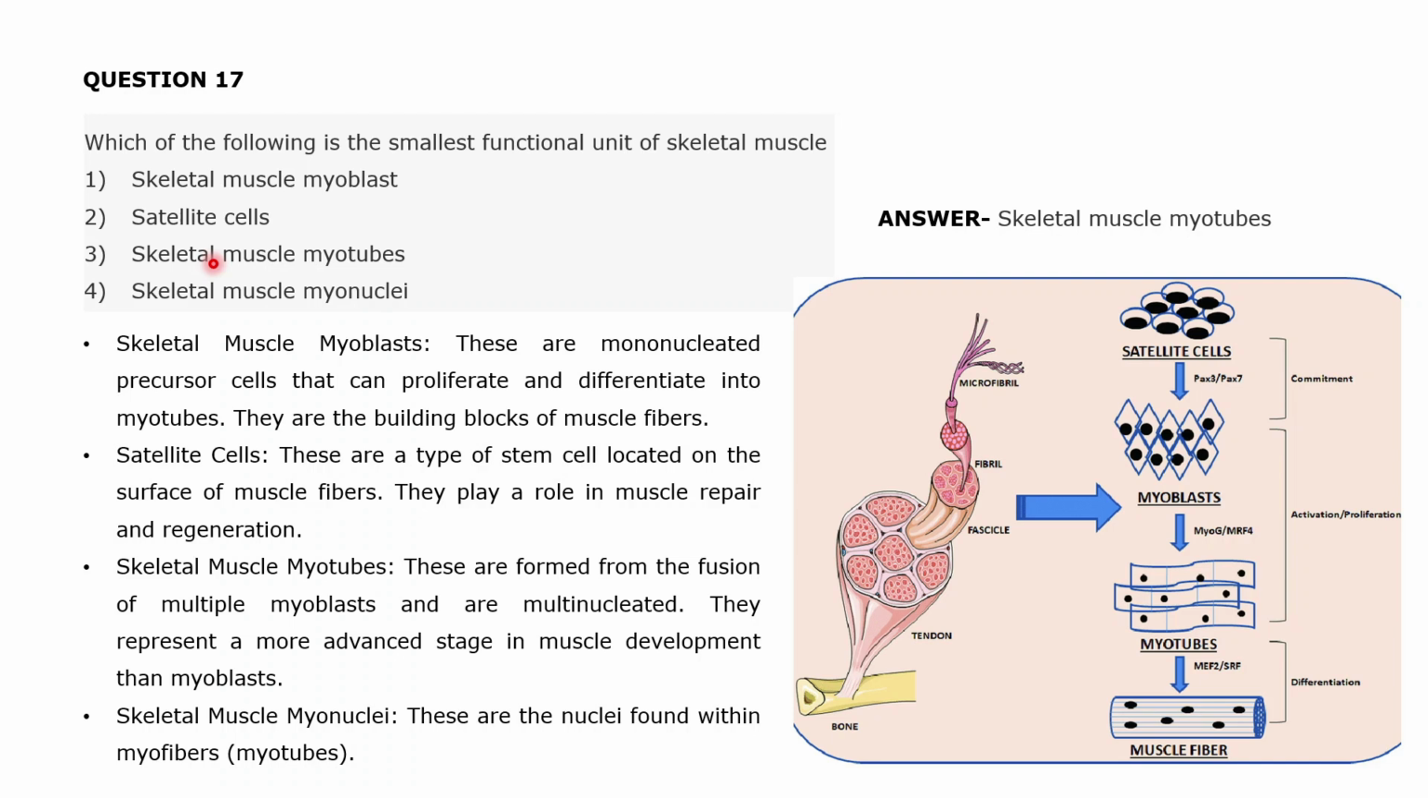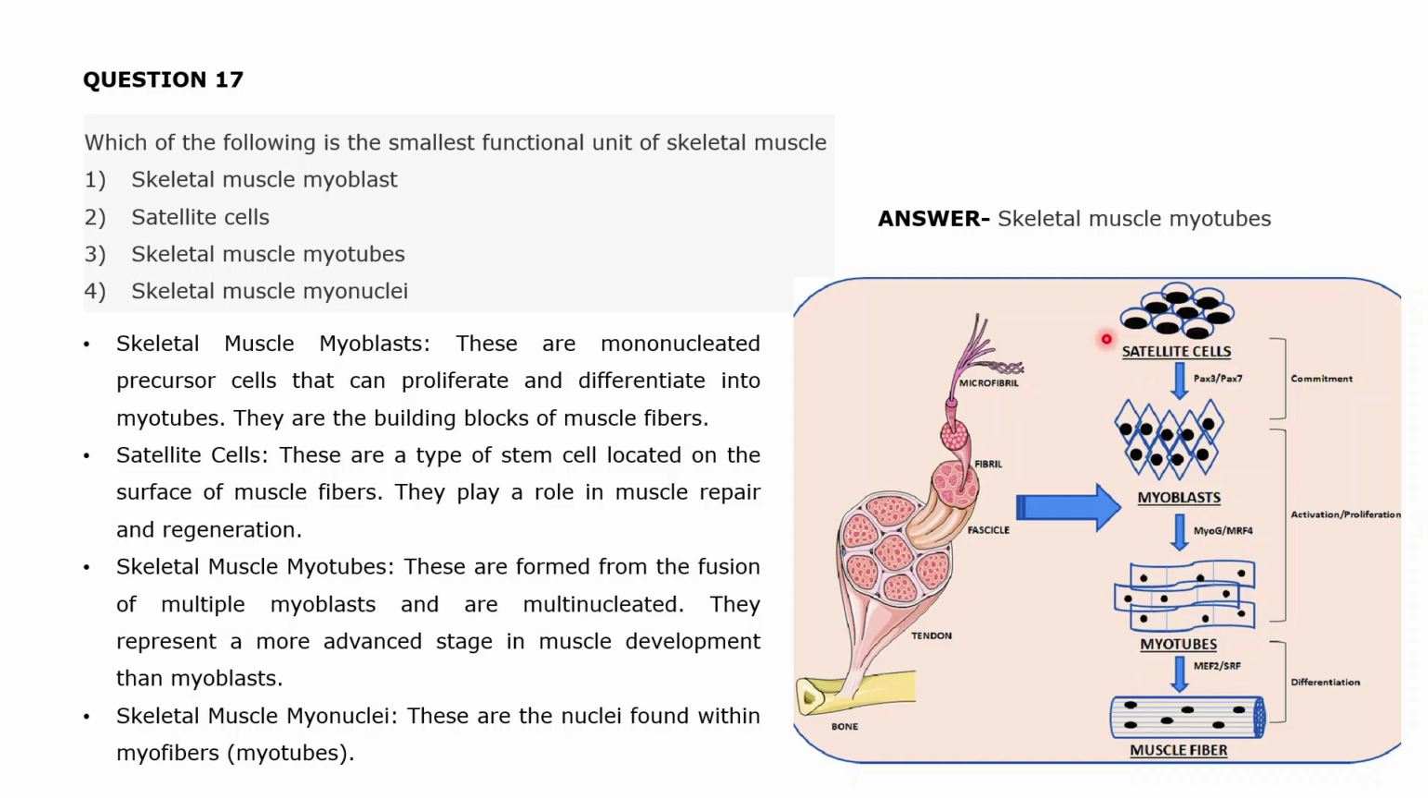Okay, so yeah, option number 3. So basically, if you look into the first option, that is a myoblast, these are mononucleated precursor cells that can proliferate and differentiate into myotubes. So you can see that these are the myoblasts, right? Satellite cells are the progenitor cell. It acts as a stem cell to generate other skeletal muscle precursors or myotubes, which in turn forms a muscle fiber.